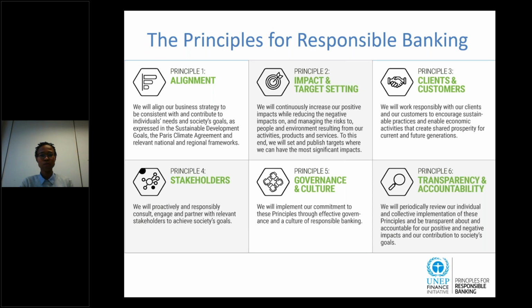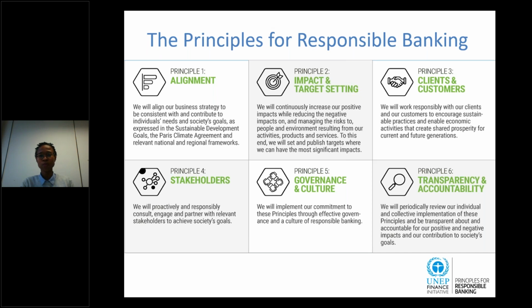As you will see, and it will be presented further in the webinar, in the guidance document you will find different examples as to what alignment means, what we are expected to do to align our strategy, products and services to these society's goals, and some examples of how banks have been doing it.